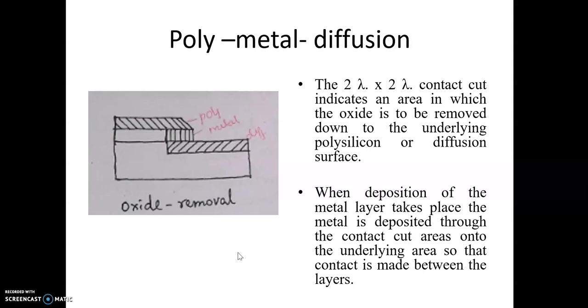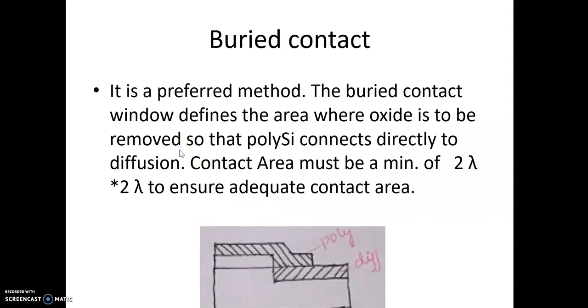The first one, polysilicon to metal and metal to diffusion. In this 2 lambda into 2 lambda area, the oxide layer is removed till the polysilicon or the diffusion layer is seen. Then metal is deposited on that, and this metal will connect the polysilicon and the diffusion. If you see here, this is a polysilicon and diffusion. This metal is connecting the polysilicon and diffusion. It is in between the polysilicon and diffusion.